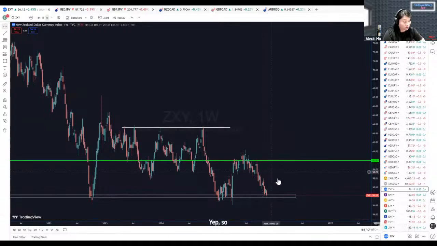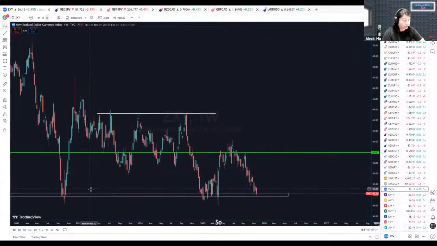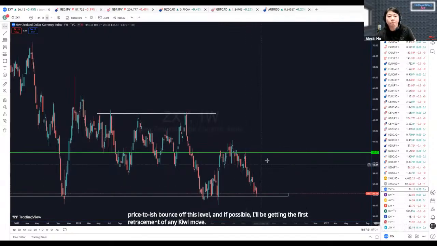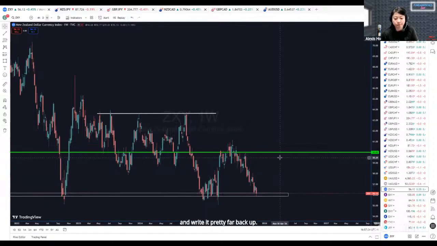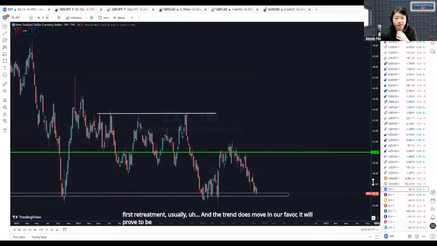Let's have a look at the Kiwi index. I'll be approaching the indices chart using a weekly chart. On the Kiwi index, you can see that price is on a pretty solid horizontal level, and price seems to be holding well. So I do expect price to bounce off this level, and if possible, I'll be getting the first retracement of any Kiwi move and riding it pretty far back up. If we are able to trade the first retracement and the trend does move in our favor, it will prove to be a very profitable ride, but we just gotta be patient about it.